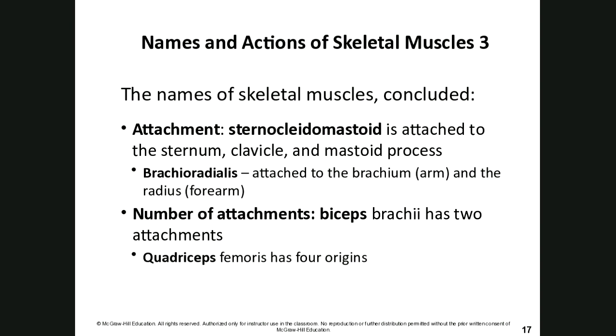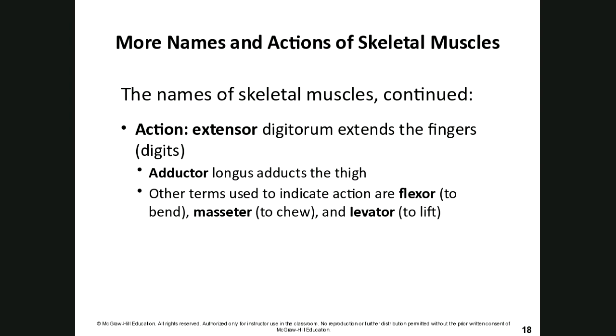Remember, we had attachment. So the sternocleidomastoid is attached to the sternum, the clavicle, and the mastoid process. Brachioradialis is attached to the brachium and the radius. Number of attachments: biceps brachii has 2 points of attachment. Quadriceps femoris has 4 origins. And even by action: extensor digitorum extends the fingers, the adductor longus muscle adducts the thigh, which means it brings it back toward the center line. And we can even talk about flexors that bend, masseters that chew, and levators that are muscles that lift.